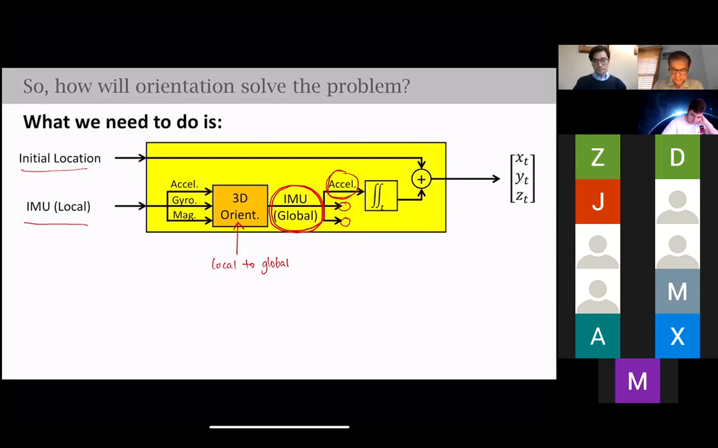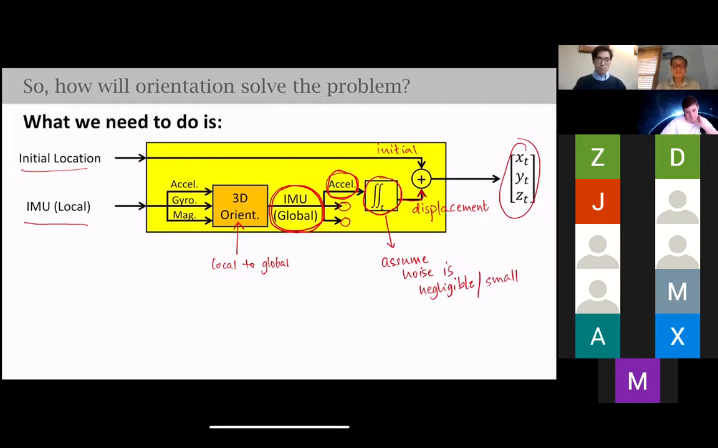You take that acceleration, now you double integrate, hope the noise is very small. You get the displacement. This is your displacement. And you know the initial location. You add the displacement to the initial location, you get XYZ. Make sense? Of course, over here you assume noise is negligible/small.